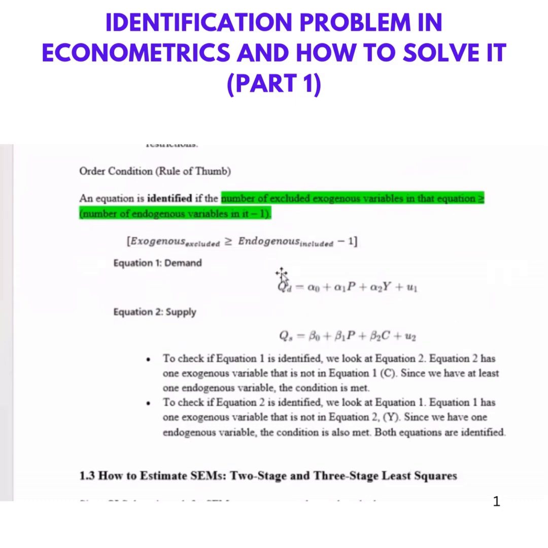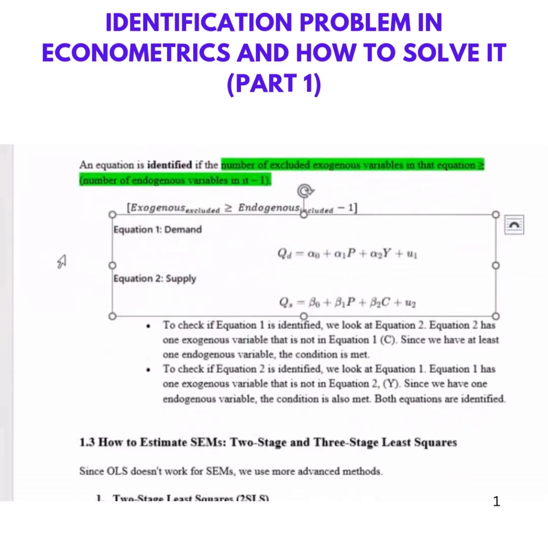So let us see. We go back to our equation, and you want to see in this equation 1 here, is it identified? Do we have all the information that we need so that we can run the analysis? So we are saying to know whether this equation is identified, we look at the exogenous variables excluded. And to know the exogenous variables excluded in this first model, we look at the second one.